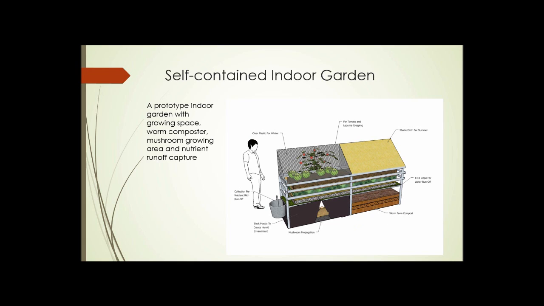It has a growing area up top for plants requiring a lot of light. The middle area could be used primarily for either low-light plants or could be even part of a compost system. Over here you see a worm farm composting setup. And on the remaining side over here, an area with dark cloth or plastic to create a dark and humid environment for mushroom growing.